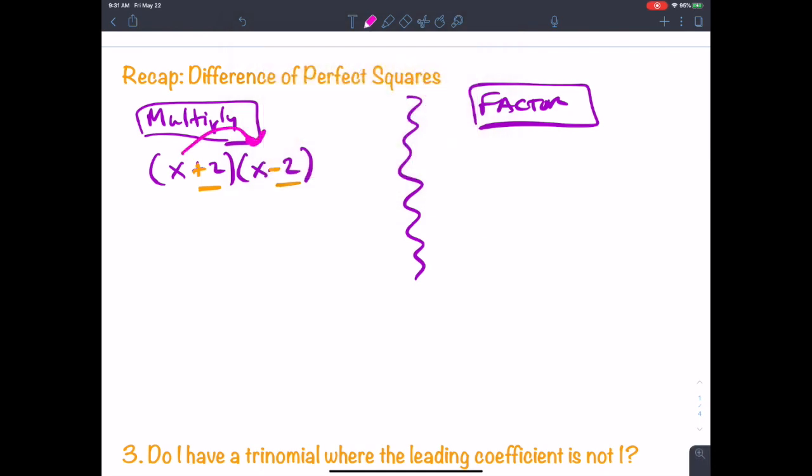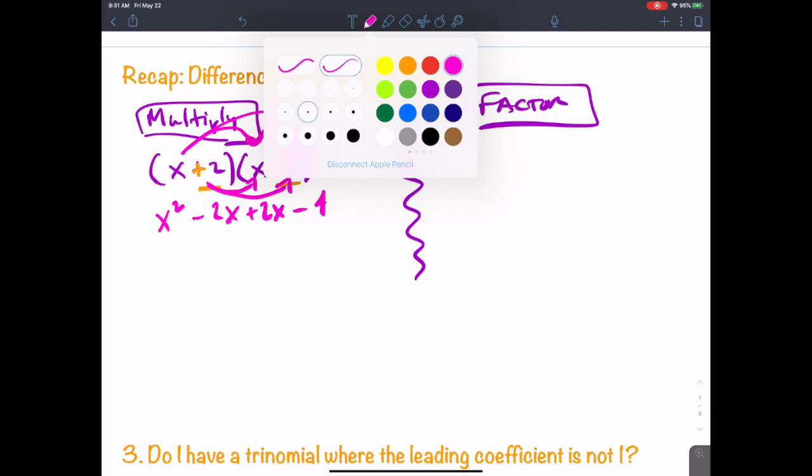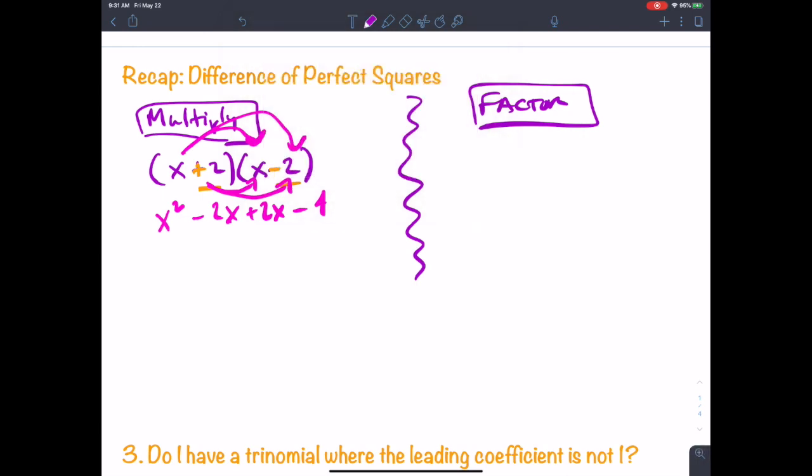So x times x is x squared. X times negative 2 is negative 2x. And then when I distribute the positive 2, 2 times x is plus 2x. And 2 times negative 2 is minus 4. So right here, usually what we would end up with is a trinomial, but negative 2x and positive 2x cancel each other out. And I did not mean to erase that. I meant to cross that out.